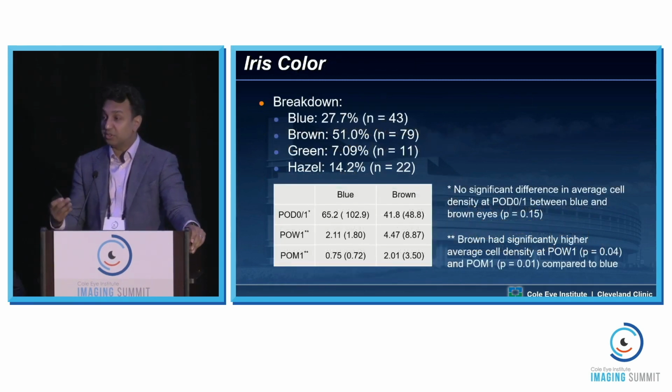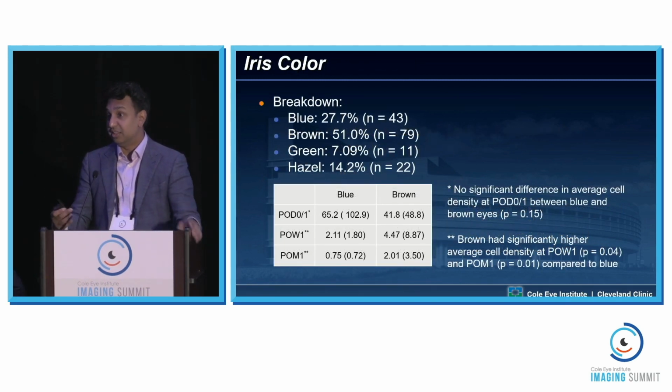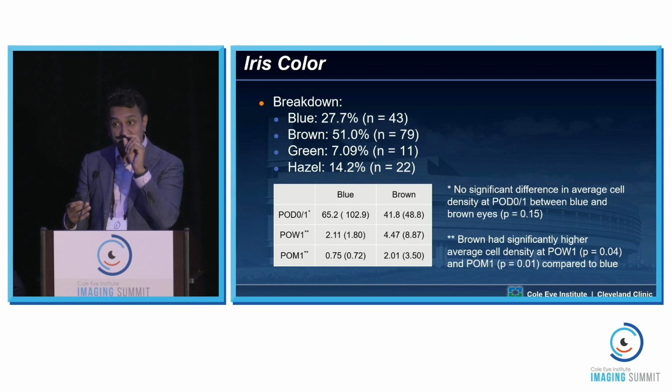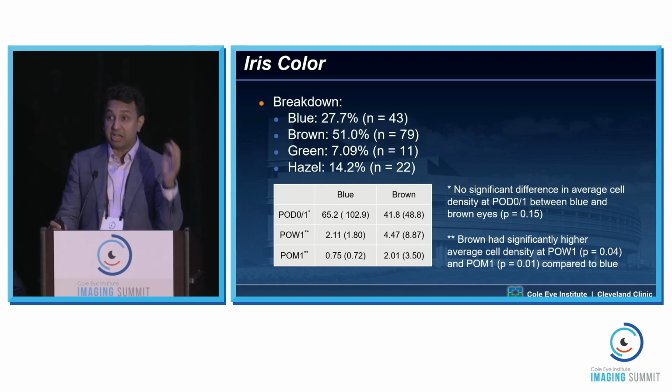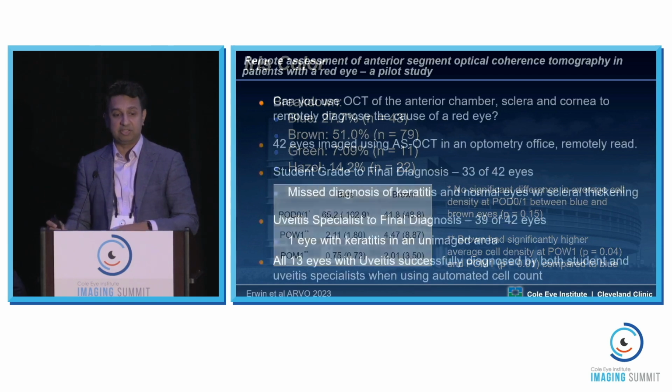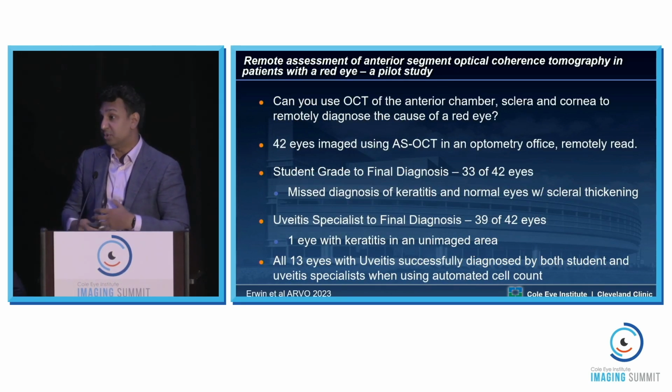And then when you started looking at things like iris color, there's a difference in the number of cells, very small, very subtle, between brown-eyed patients and blue-eyed patients, which may explain a lot of the clinical findings that we currently see. What we decided to do is play with this a little bit more.